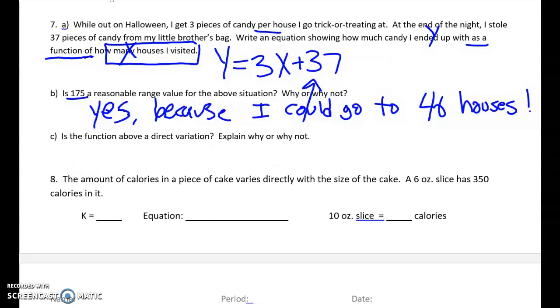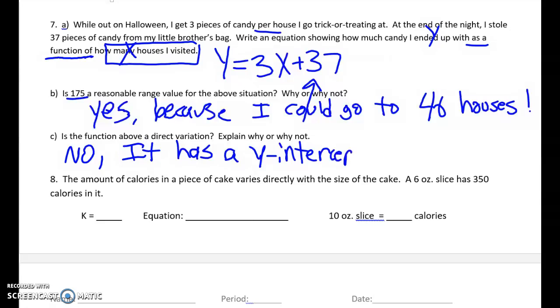So I'm going to say no because it has a y-intercept of 37. There's a couple other reasons there. You could say it's not in the form y equals kx. You could say it does not go through the origin. There's several different correct answers there.